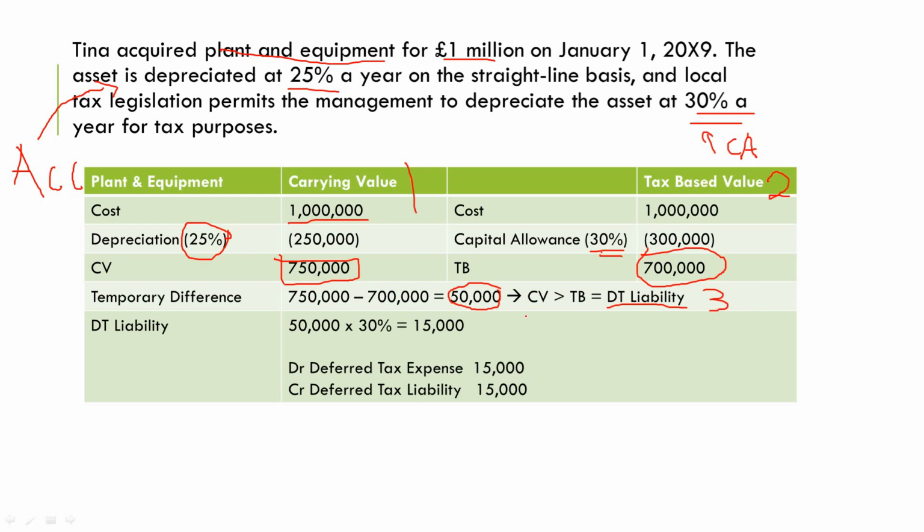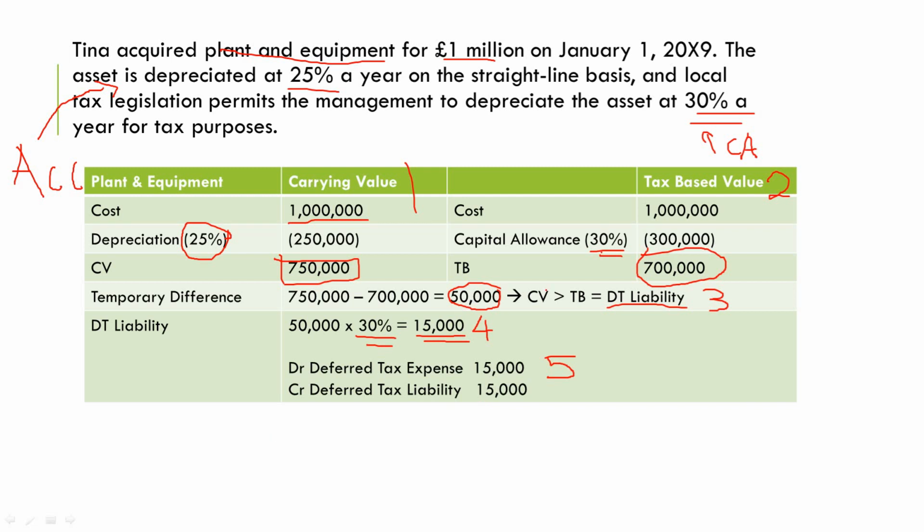Okay, so how much should you post? What is the amount that we should record? You have to multiply by the tax rate. So this is your step number 4. And the last step is for you to do the posting. Based on step number 4 here, deferred tax liability to be recognized is 15,000. So you debit your deferred tax expense by 15,000 and credit your deferred tax liability by the same amount.